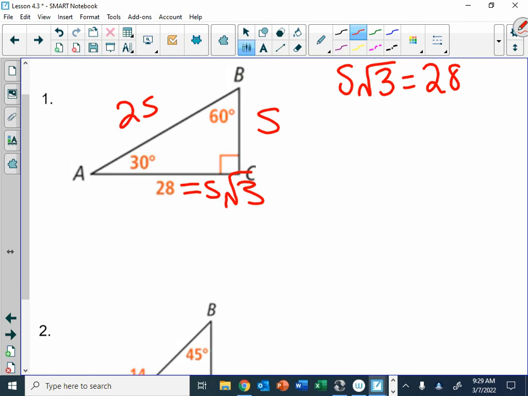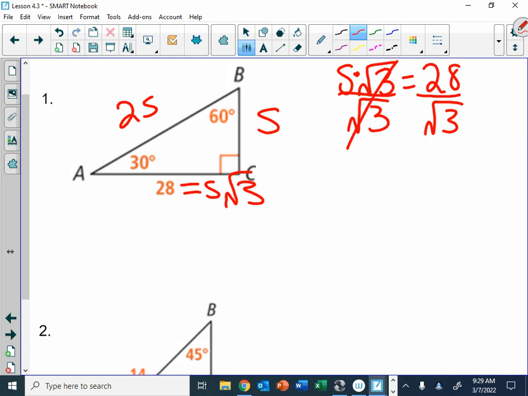So essentially what I'm trying to do in this equation is get S all by itself. Okay? What is the operation happening here between the S and the square root of 3? Multiplication. S times the square root of 3. Good. I need to divide both sides by the square root of 3. I'm trying to get S all by itself. Just a one-step equation.